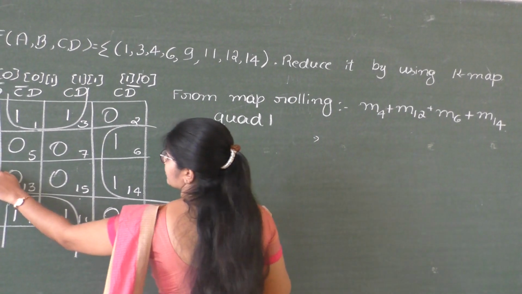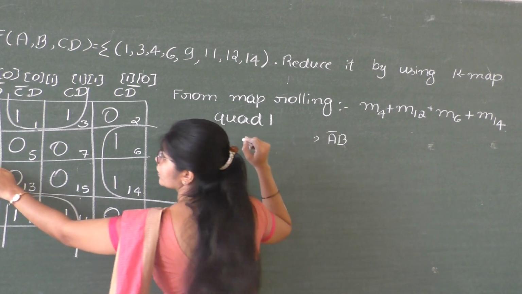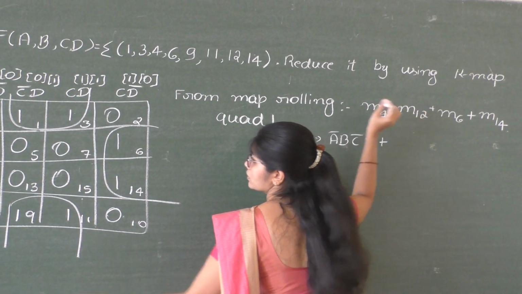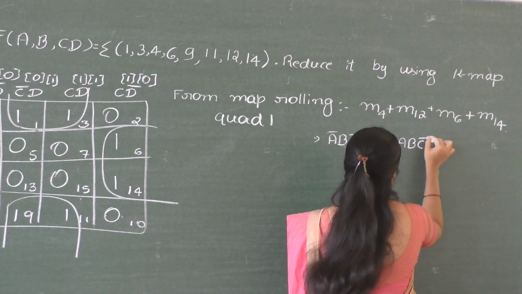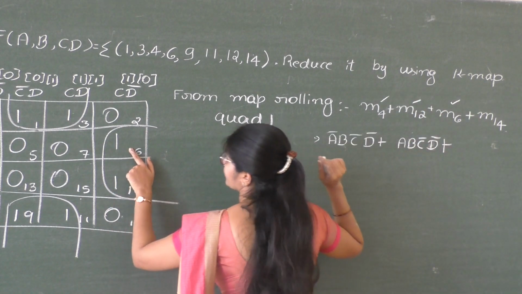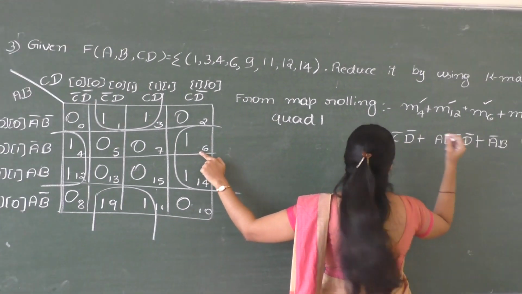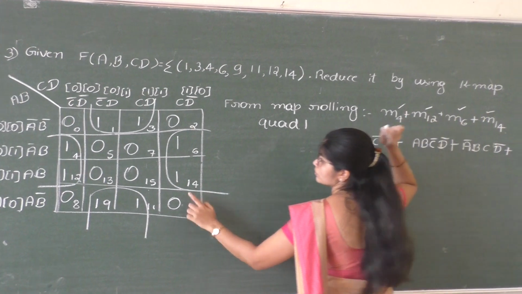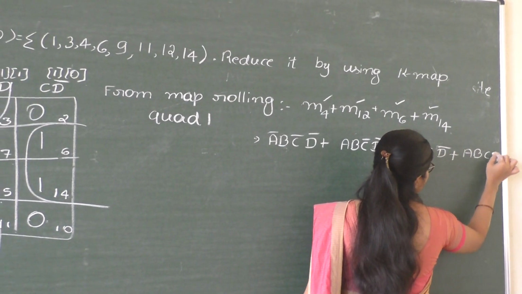The minterms are: minterm in the 4th square, A bar B C bar D bar, plus 12th square, A B C bar D bar, plus 6th square, A bar B C D bar, plus 14th square, A B C D bar.